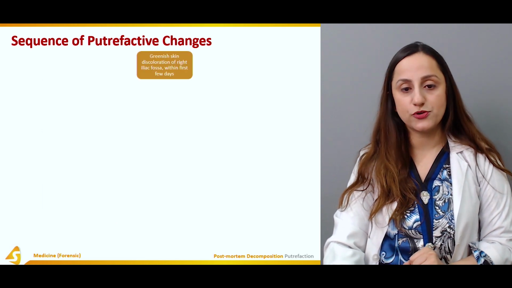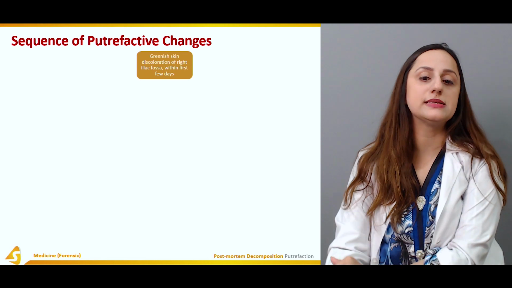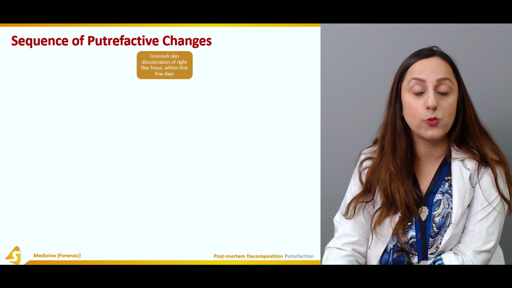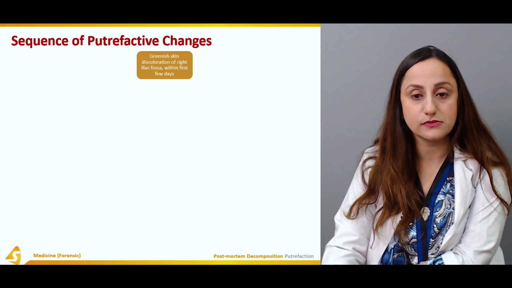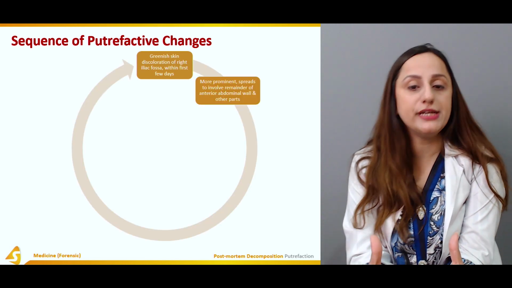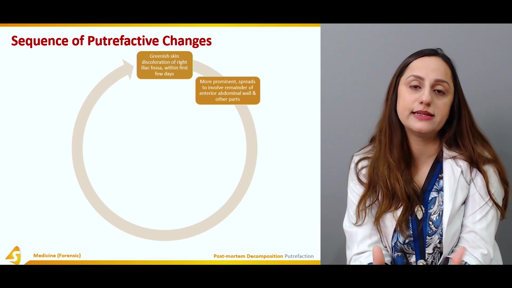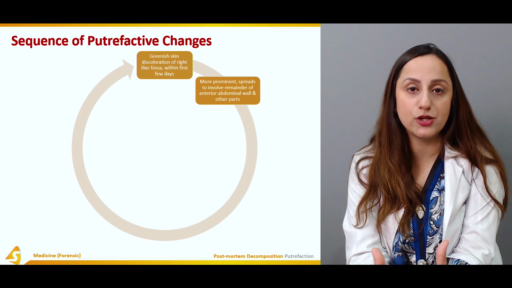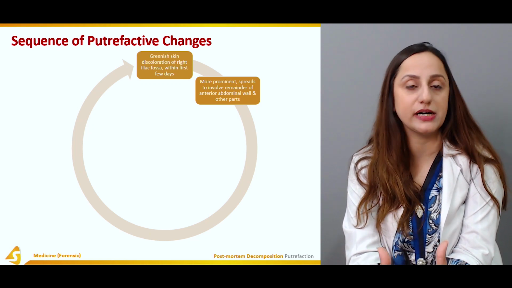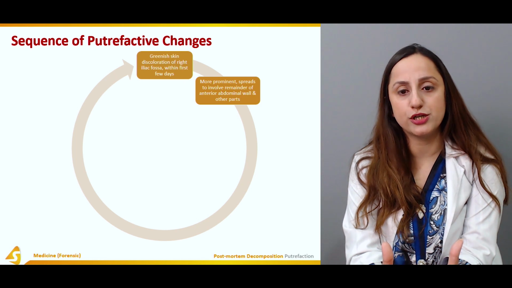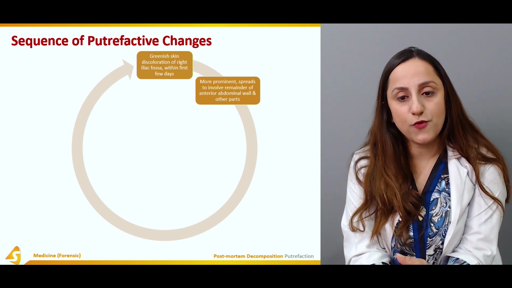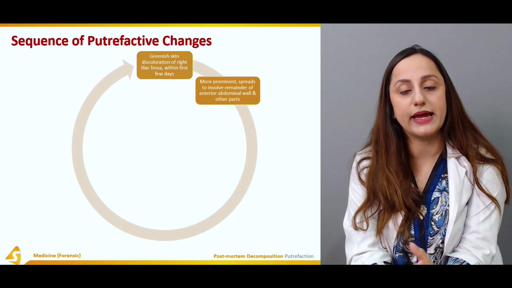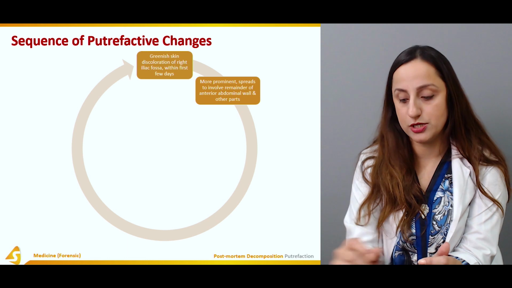Now, in the sequence of the putrefactive changes, there is a greenish skin discoloration on the right iliac fossa within the first few days. As I've already told you, what gives this greenish discoloration to the skin? It's basically the production of gases due to the anaerobic respiration of the bacteria and the fungi, that are normal flora of the body. That is followed by a more prominent spread to involve the remainder of the anterior abdominal wall and the other parts of the body as well.